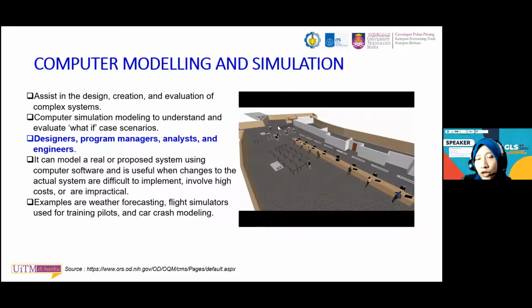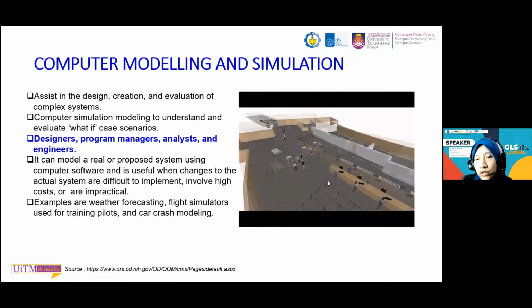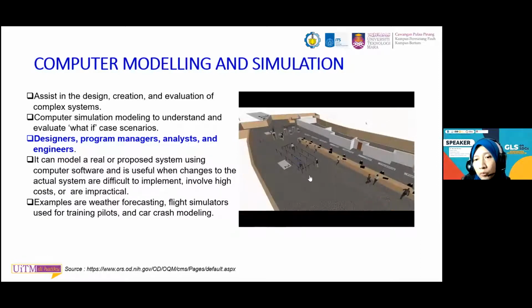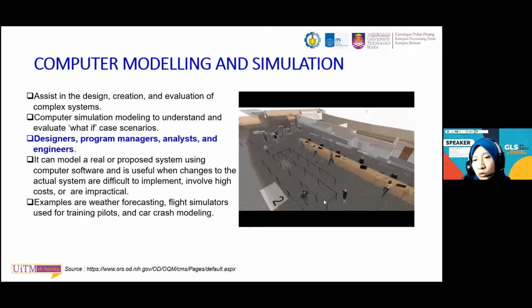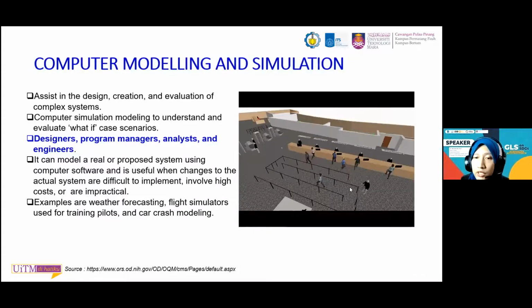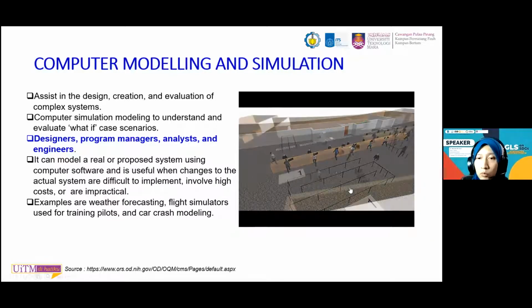If we have a visitor come in here, we can simulate the process. Does the process go smoothly, and how long does it take for one visitor to pass through to system number two? By having this computer simulation, we can predict and estimate how long it takes to complete one complete cycle.